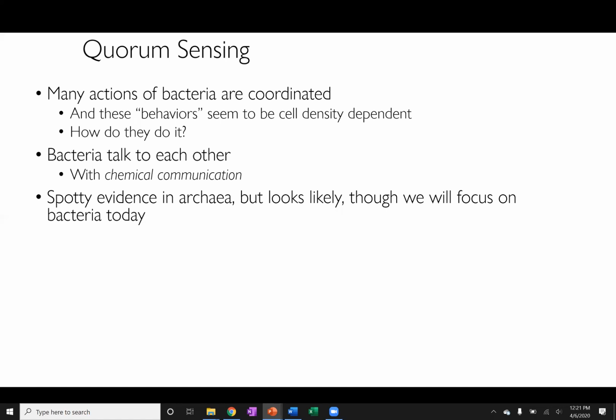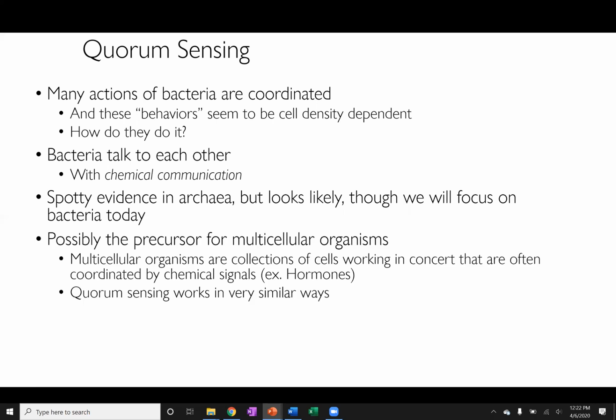So, thinking about microbes as a whole, there is evidence that archaea also perform this quorum sensing, this chemical communication. But we're actually going to focus on bacteria today simply because bacteria are much, much more heavily studied. And as you'll see, much of what we know about quorum sensing is in a medical setting. And as we've talked about, there are no known archaeal pathogens at this given moment.